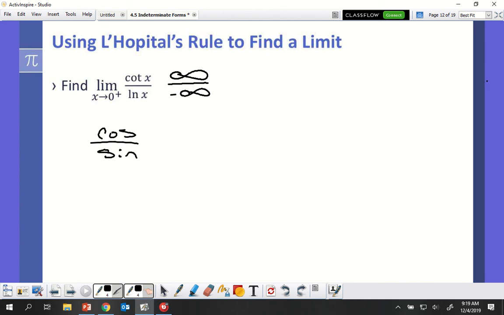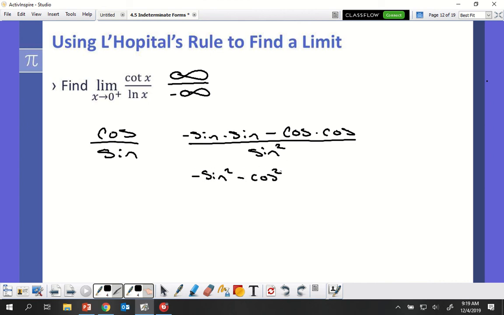All right, so let's go ahead and do the quotient rule on this. The derivative of cosine is negative sine, times sine, minus, okay, the derivative of sine is cosine, so cosine times cosine, all over sine squared. All right, let's put them together. That's going to be negative sine squared minus cosine squared, over sine squared.